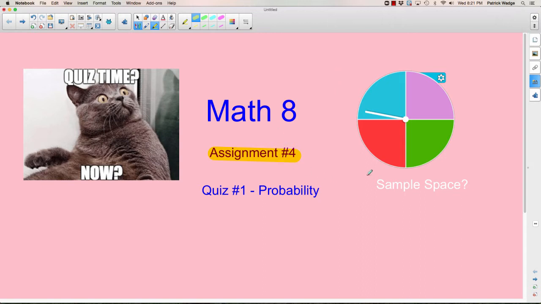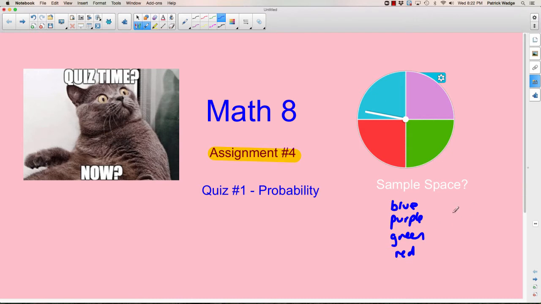Okay, one thing I did not put on the quiz was sample space, so I just want to make sure we're clear what sample space is. If I was looking at this spinner right here, how many outcomes are there? Well, there's 4 outcomes, obviously, right? So when I talk about the sample space, what am I talking about? The sample space is the list of all the possible outcomes. So what are all the possible outcomes when you spin this thing? Well, I guess the possible outcomes are blue, purple, green, red. That's the sample space. Those are all the possible outcomes when you spin the spinner.